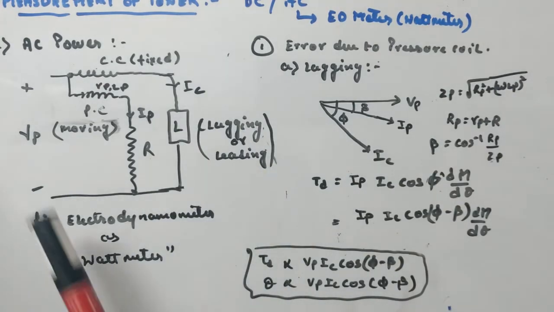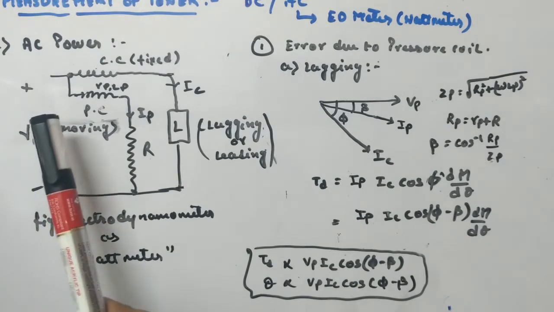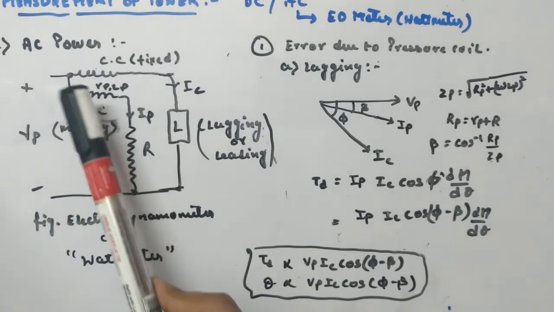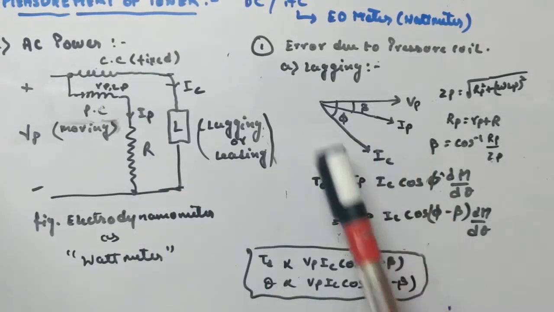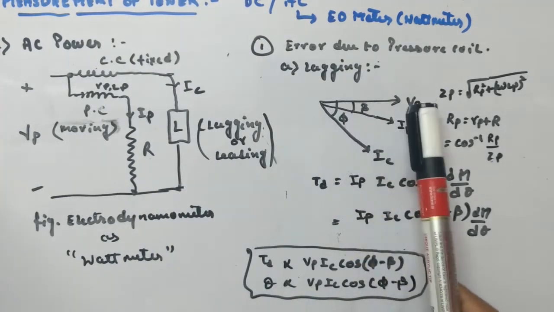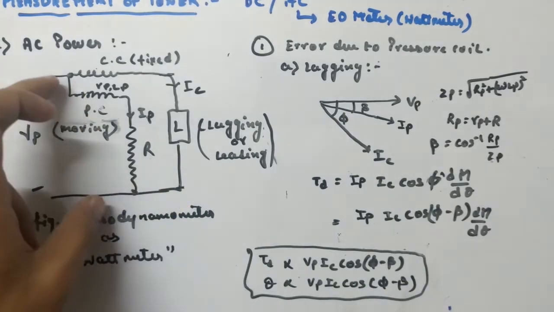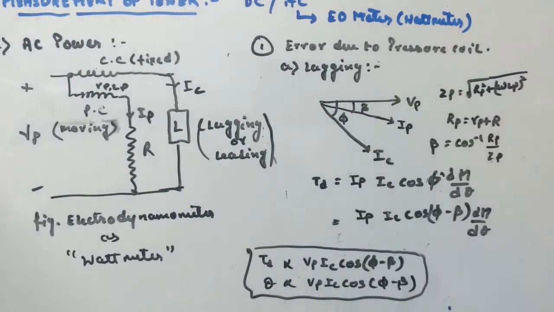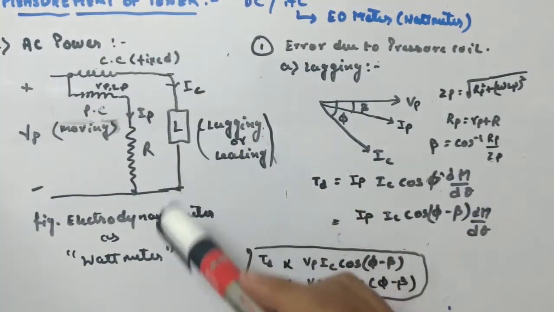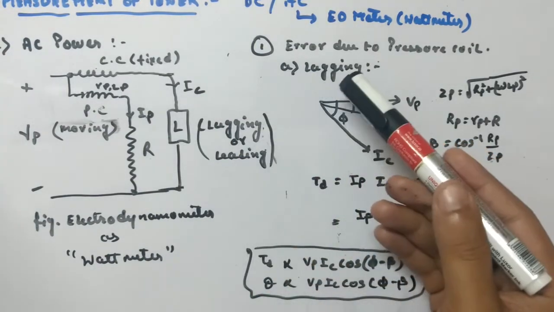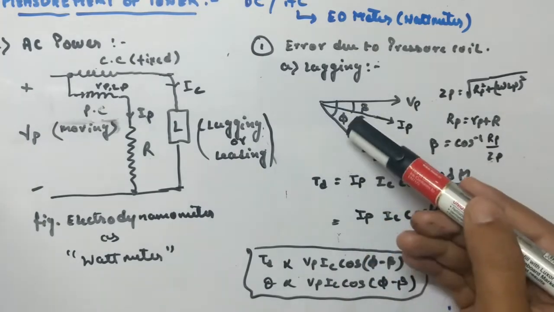Okay, so the voltage Vp is applied here. This is your pressure part and this is your current part, the fixed part. I have made a phasor diagram, you can see. This is your Vp, which is common to both of them. Then there is IC, the current across the load, which has a lagging power factor, that is why it is lagging by phase phi.